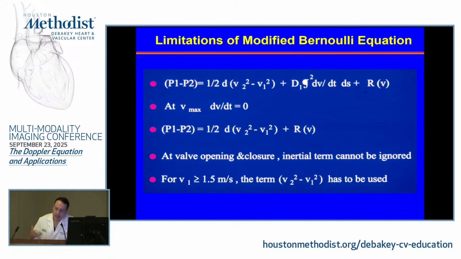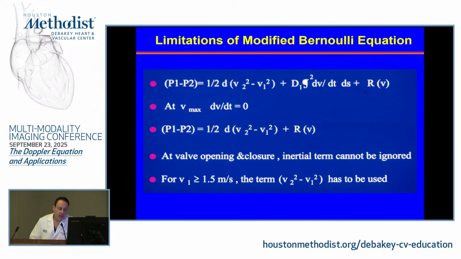While we use the modified Bernoulli equation a lot, it has its limitations. What are these limitations? One limitation we touched on was the assumption that V2 squared is much higher than V1 squared. I start with this one, and then I'll take you through the inertia term in that expression.